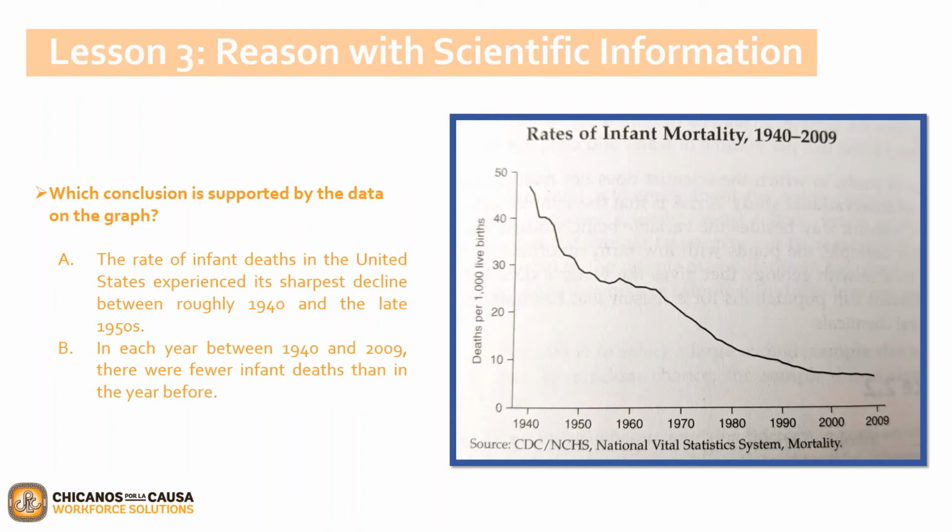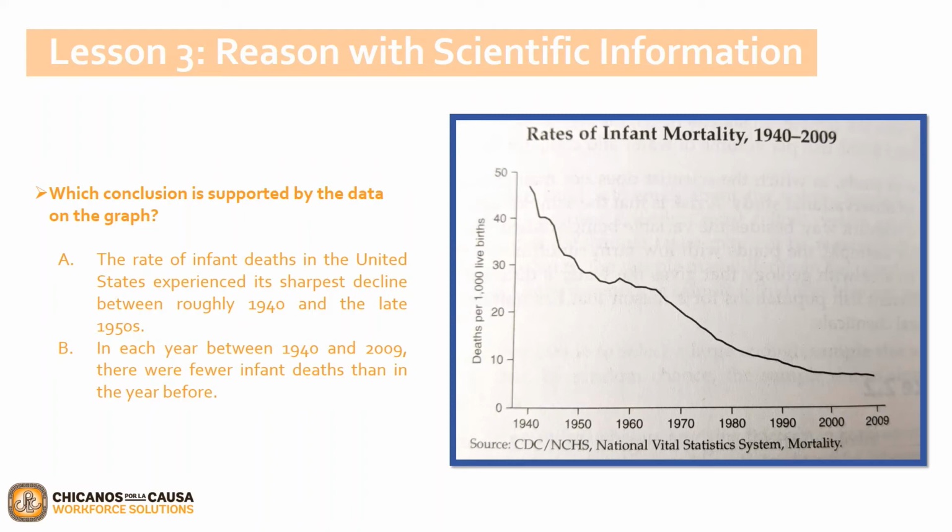Now that we have discussed how to utilize scientific information, let's take a first go at putting it to practice. Our first question is, which conclusion is supported by the data on the graph? Now, unlike what I mentioned in the prior slide, this is asking us to make a conclusion based on information that we're already provided, not asking us to make a conclusion just kind of out of the air. So it's already giving us two options to choose from.